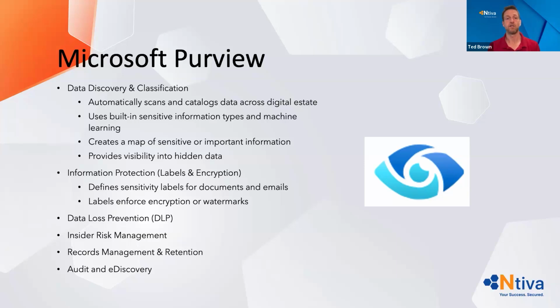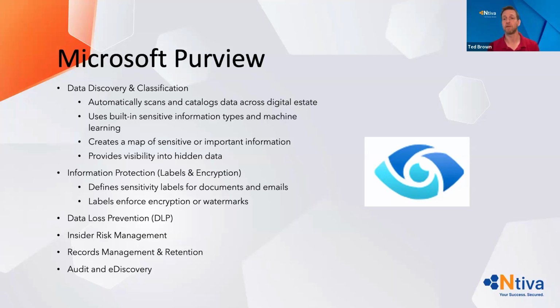With data classifications, you can gain visibility into previously hidden data, sometimes called shadow data, which is critical for data governance. Also, Microsoft Purview has information protection, which is also encompassing the labels and encryption. You can define sensitivity labels, for example, public, confidential, or highly confidential, that users can use, or potentially auto classification can be applied to the documents and emails. These labels can enforce encryption or watermarks and travel with the content.